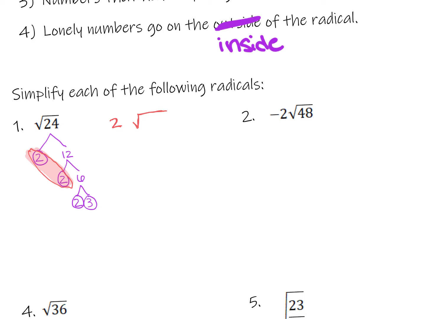And then I keep looking. Next thing I see is another 2. Well, this 2 doesn't have something to pair up with. It has no friends that it can make. So I leave it, and I look at this 3. Well, the 3 has no friends it can pair up with either. So what I do is I put the lonelies inside and multiply them. So my final answer would be 2 radical 6. And that is because 2 times 3 is 6, so the radical 6 just stays inside.